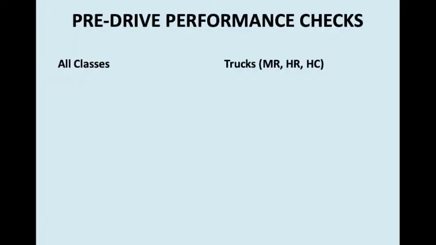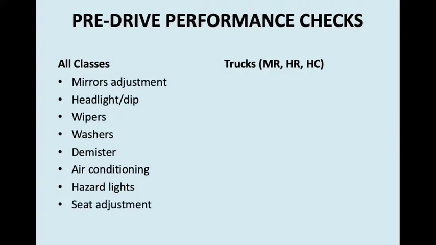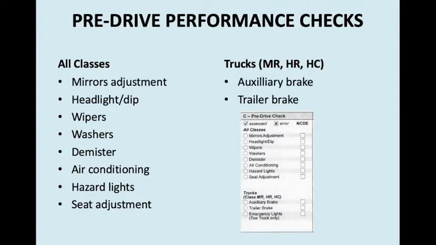Let's take a look at the pre-drive performance checks as per the assessment form. So for all classes, the learner must be able to adjust the mirrors, operate the headlights and the dip, the wipers, the washers, demister, air conditioning, hazard lights, and seat adjustment. Our truck drivers from the MR, HR, and HC classes need to identify and operate the auxiliary brake and the trailer brake. And this is all from Section C from the driver assessment report form.